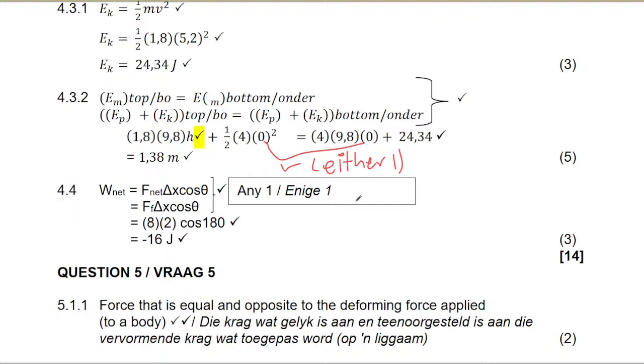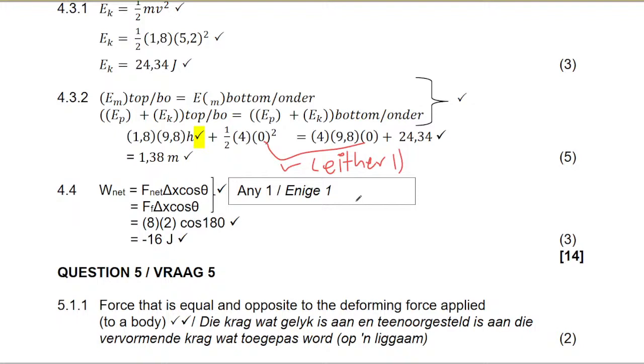So it means learners between point A and B must identify the F net, the number of forces that are acting there. If there are more than one, they must add them together to get the resultant force. But in this case, since there is only one force acting in the opposite direction, it means that force is equal to the net force.